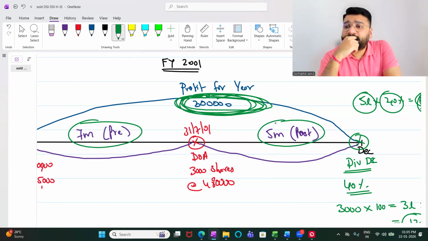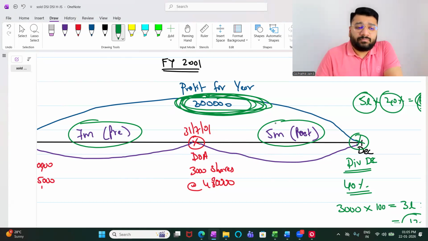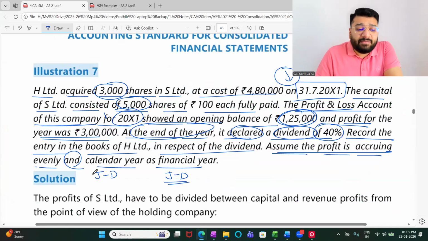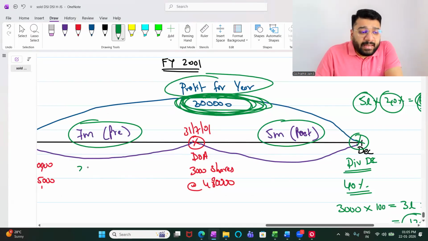What is the doubt? Post profit is 3 lakh? 3 lakh is the profit for the entire year, boss. Profit for the entire year. Now, this 3 lakh rupees income is earned evenly. Look at the line, it says assume the profit is accruing evenly, which means what? 3 lakh into 7 by 12. How much is it?